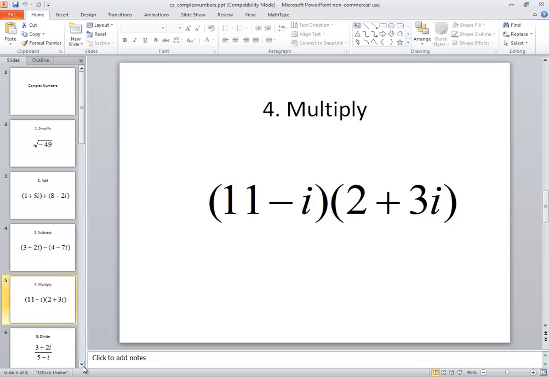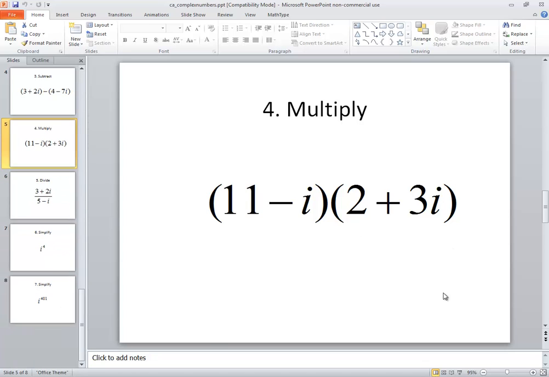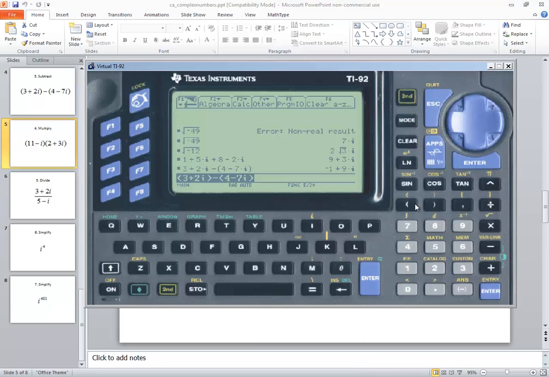Now multiplication. I'm pretty much going to type it in as we see it. So we have 11 minus i times 2 plus 3i. So inside of parentheses, we have 11 minus, and then second i for the imaginary. Closing parentheses, beginning parentheses, 2 plus 3i, and then closing parentheses, and then press enter. And you get 25 plus 31i.